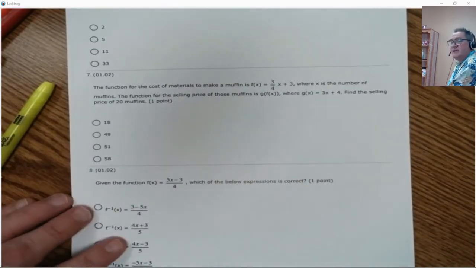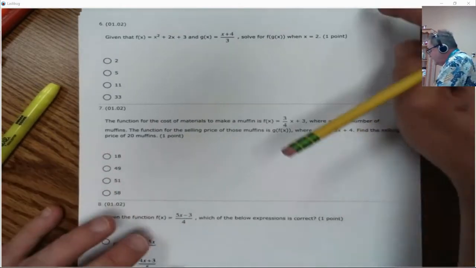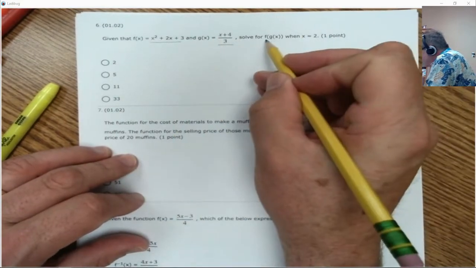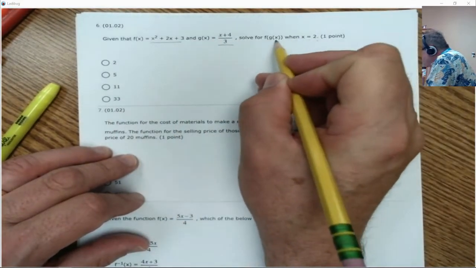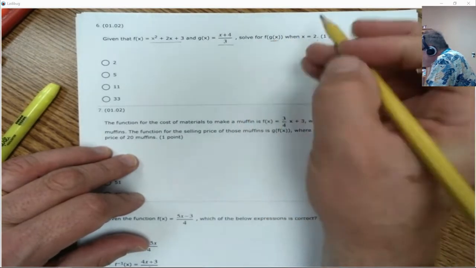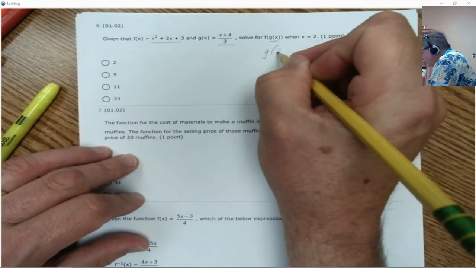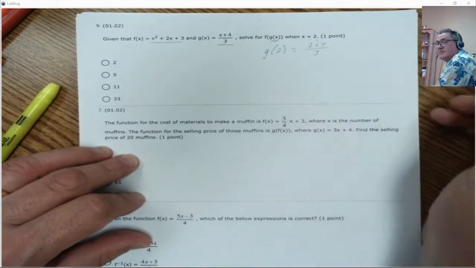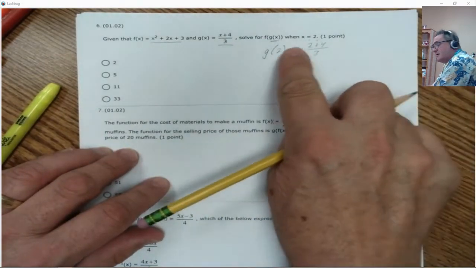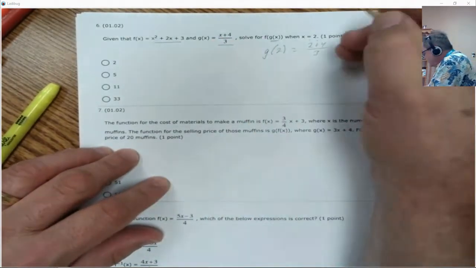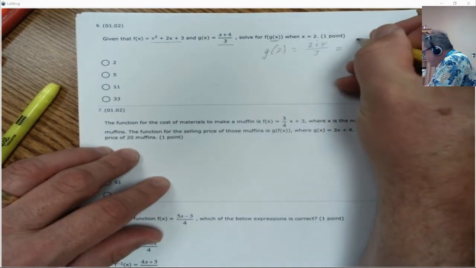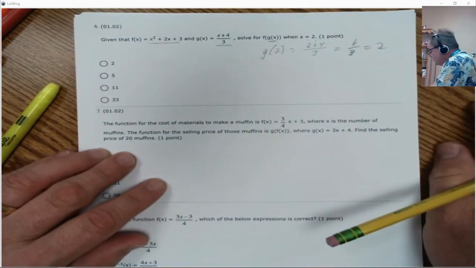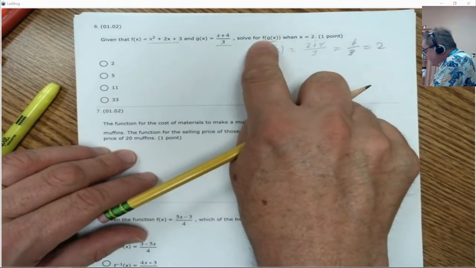Let's move on. Okay, number 6. Now this is f of x, and this is g of x, and we've got to do f of g of x when x equals 2. So the inside one is g of x, so let's make that g of 2 and solve that. 2 plus 4 divided by 3. We just substitute that 2 in for the x right there and solve that. 2 plus 4 is 6 divided by 3, and 6 divided by 3 is 2. So then we substitute that into f.